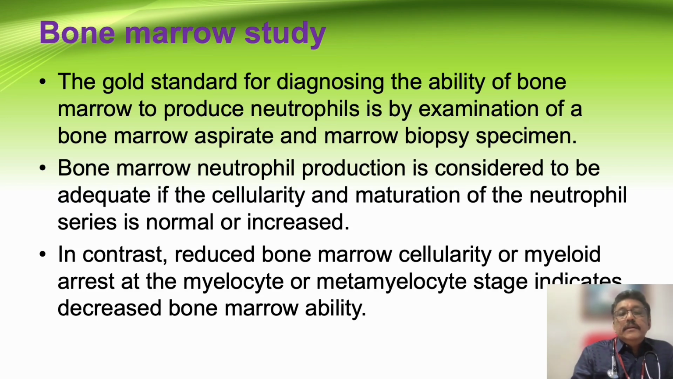Bone marrow neutrophil production is considered to be adequate if the cellularity and maturation of the neutrophil series are normal or increased. Reduced bone marrow cellularity or myeloid arrest at the myelocyte or metamyelocyte stage indicates decreased bone marrow ability. So we have to do the bone marrow study and see whether the response is increased or reduced. If there is peripheral destruction of WBC, then bone marrow production will be more. If the bone marrow itself has a problem, then the production will be very, very low. Sometimes you can see myelofibrosis or hot spots, various things in a bone marrow study, but we will not be discussing all this now.